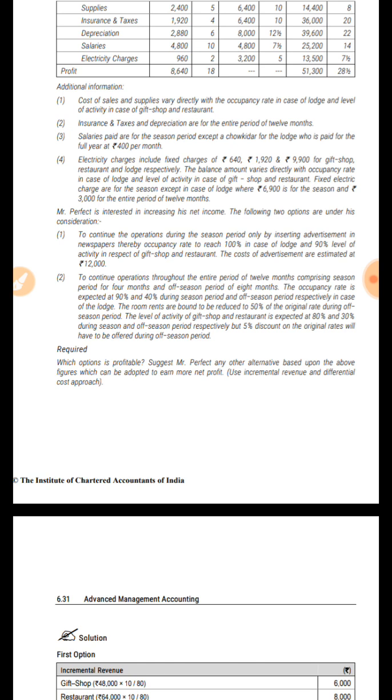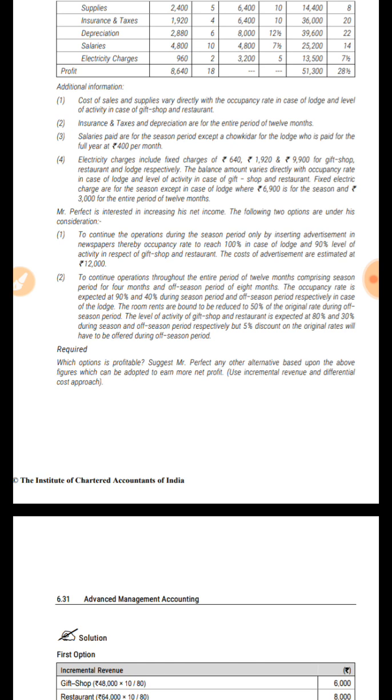And the room rent, he can charge only 50% of that. After that, the level of activity in the case of gift shop and restaurant will fall down to 30% in case of off season. It will not matter, because anyways he is going to do it for the first time. So whatever he is going to get will be in addition only, incremental only.